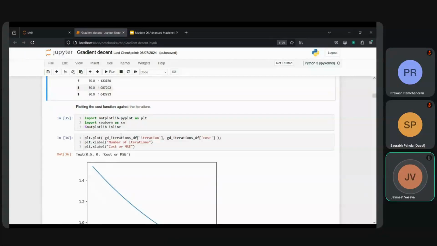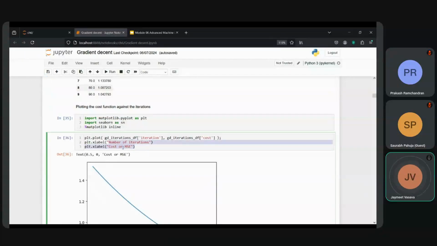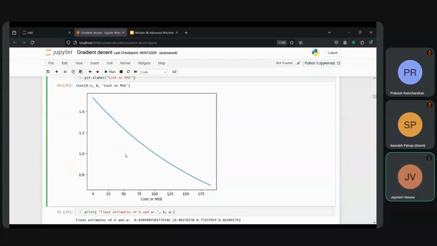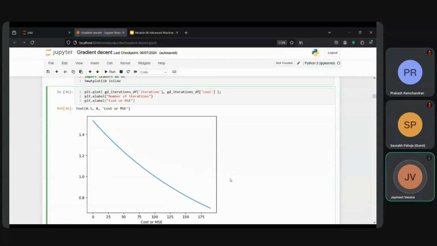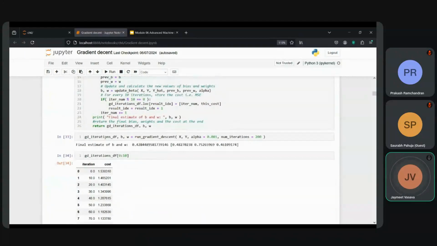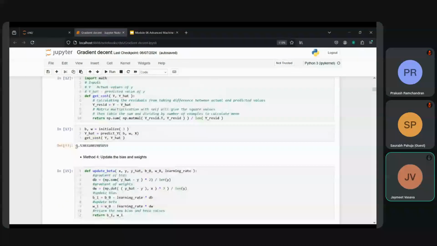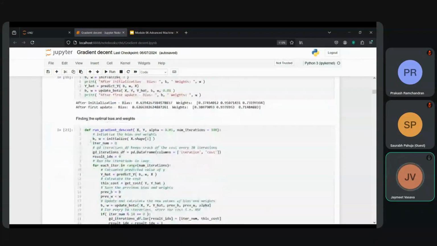Next, we plotted the graph for the number of iterations against the cost. You can see the number of iterations are placed on the x-axis. The cost or MSE is on the y-axis. So this is the graph that we get, starting from 1.5 as gotten here and reducing further.